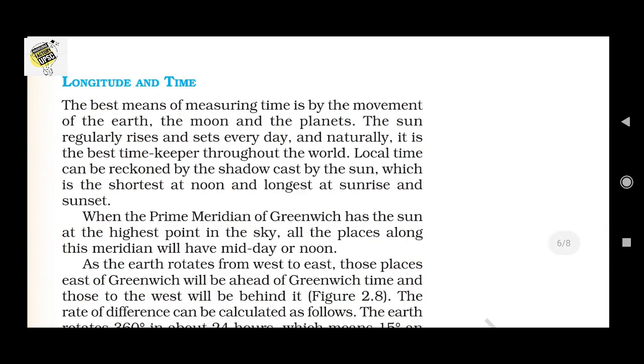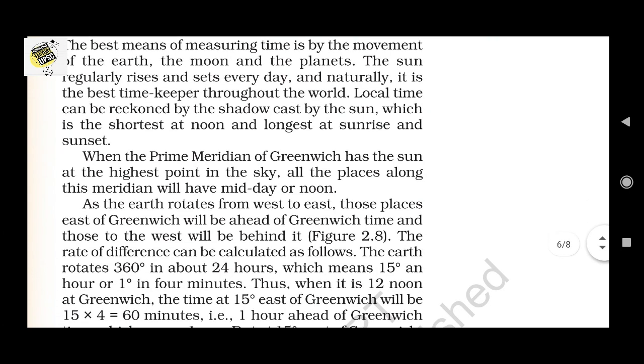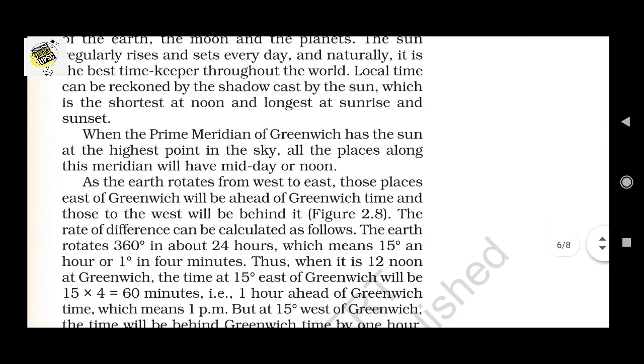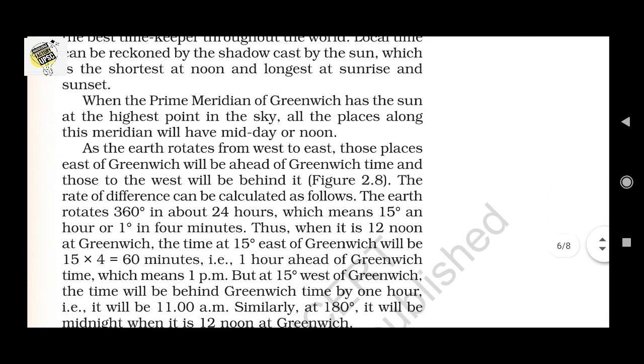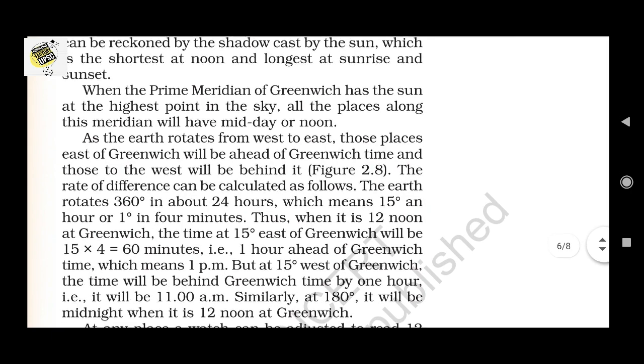Let's see what is written in the NCERT. The best means of measuring time is by the movement of the earth, the moon and the planets. The sun regularly rises and sets every day, and it is naturally the best timekeeper throughout the world. Local time can be reckoned by the shadow cast by the sun, which is shortest at noon and longest at sunrise. When the prime meridian of Greenwich has the sun at the highest point in the sky, all places along this meridian will have midday or noon.